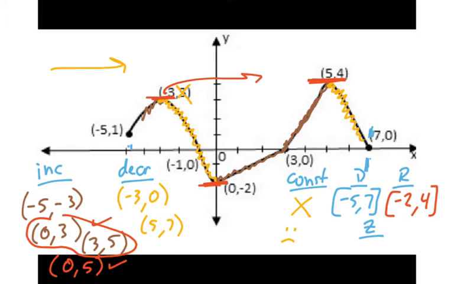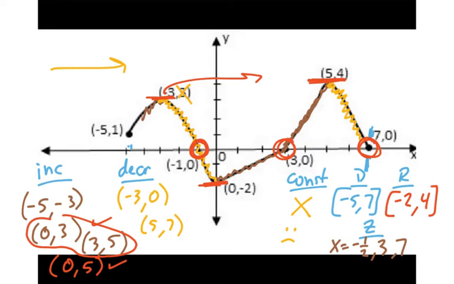And then zeros. Where am I crossing the x-axis? Looks like here and here. And then I do touch it right over here, so that counts as a 0. So I'll say my zeros would be at x equals, that looks like maybe, what would you say? Maybe negative a half? Does that sound okay? And then maybe x equals 3. And then way at the end, x equals 7.